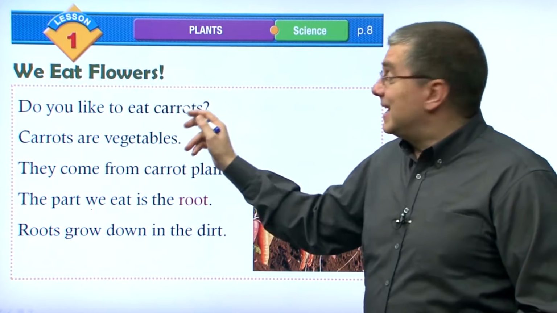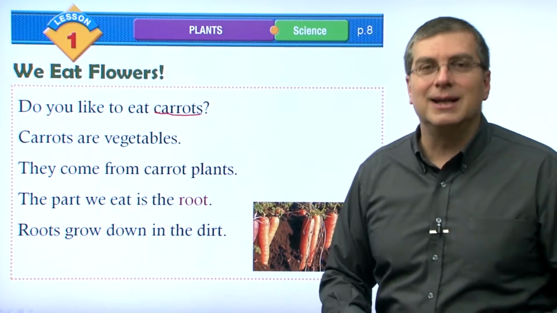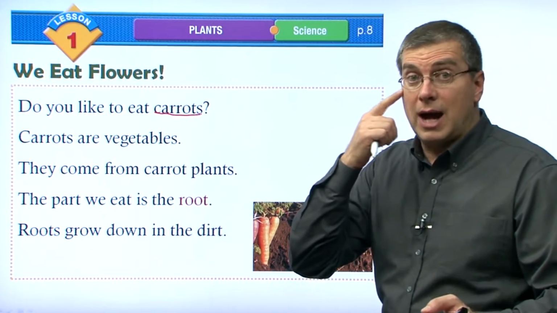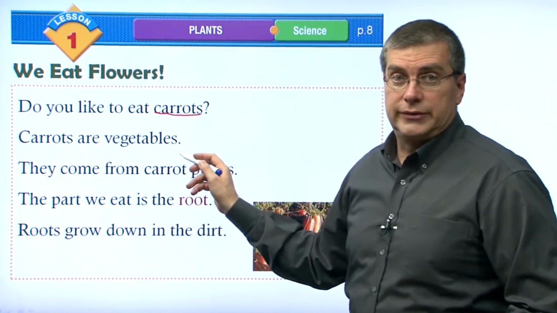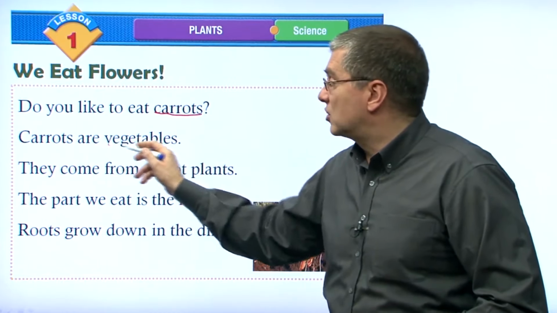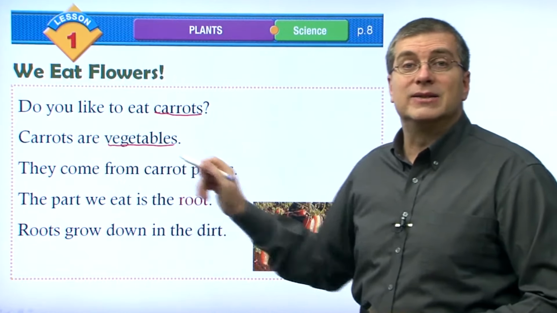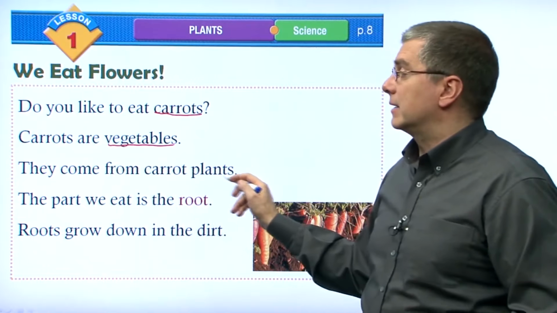Do you like to eat carrots? We talked about carrots, 당근, right? Do you like to eat carrots? I hope so. They're good for your eyes. Carrots are vegetables, right? We talked about vegetables. There are no seeds in a carrot, so a carrot is a vegetable. They come from carrot plants.